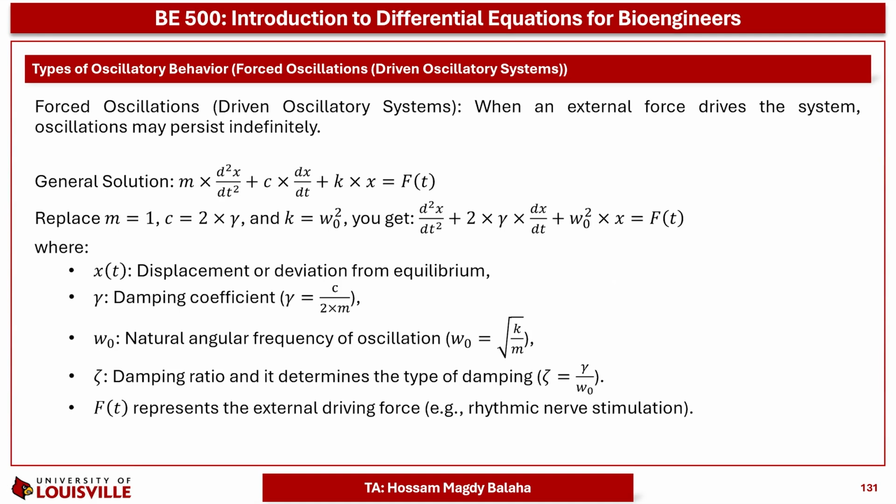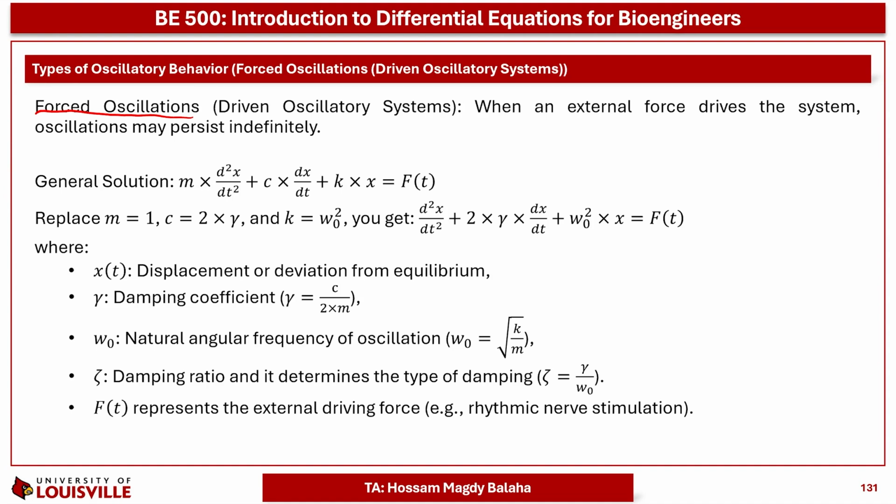Now, we mentioned damped oscillations and undamped oscillations. For the damped oscillations, based on the zeta value, we can say it's overdamped, underdamped, or critically damped. And for each of them, we got the corresponding general solution. There is another type called forced oscillations, which are driven oscillatory systems. This happens when an external force drives the system, and in this case, oscillations may persist indefinitely.